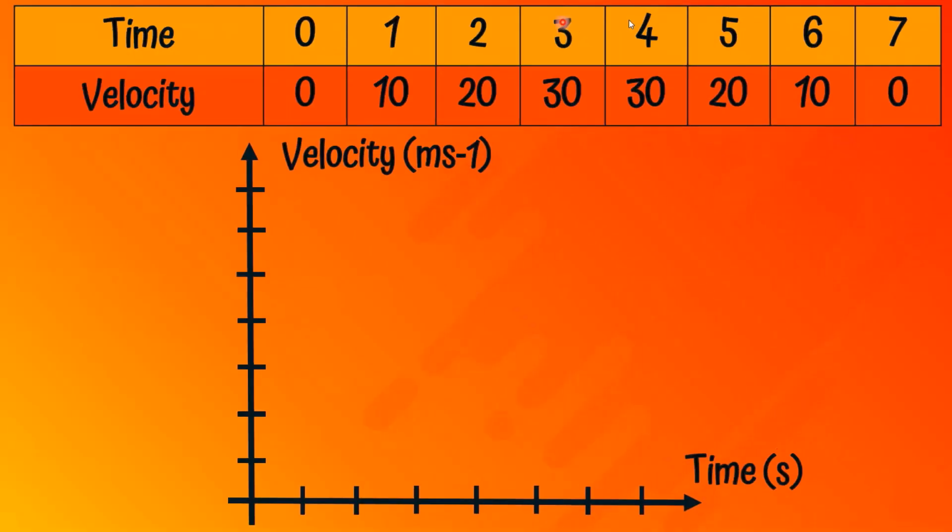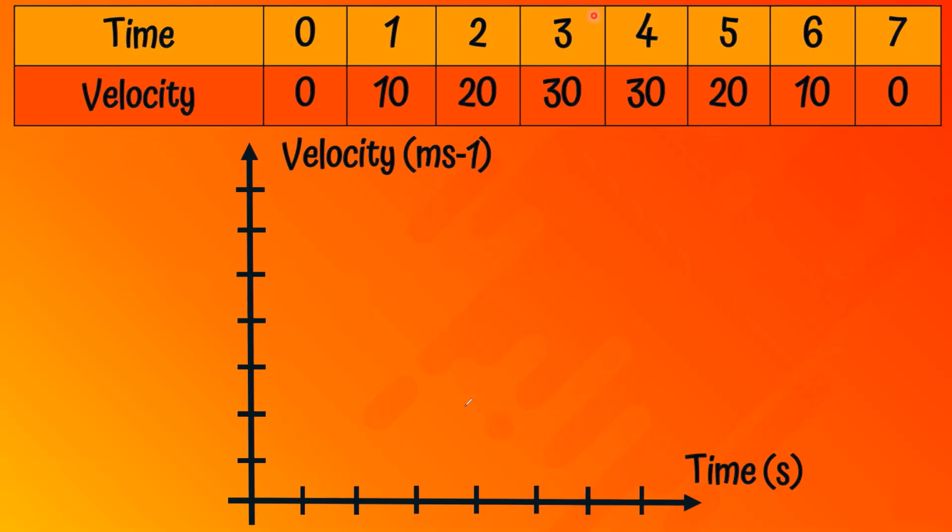So this is our first question related to velocity time graphs. Here in 0 seconds, velocity is 0, in 1 second 10, in 2 seconds 20, in 3 seconds 30, in 4 seconds also 30, in 5 seconds 20, in 6 seconds 10, and in 7 seconds 0.